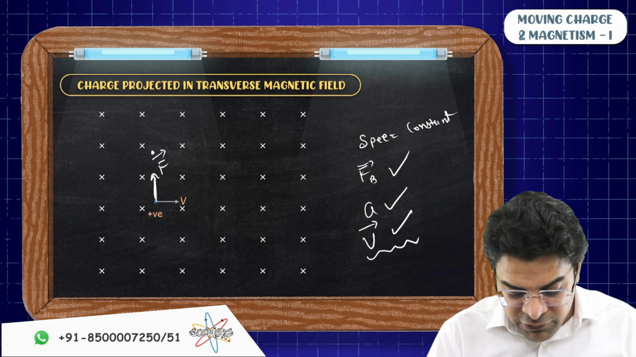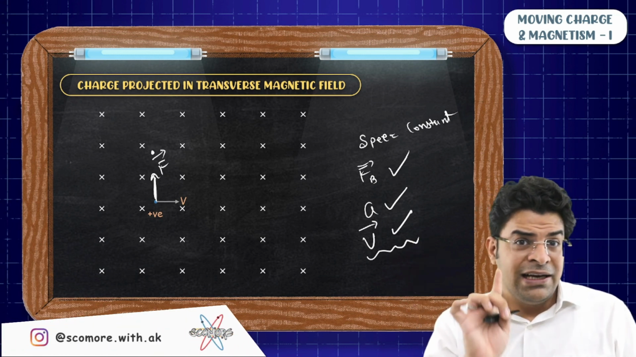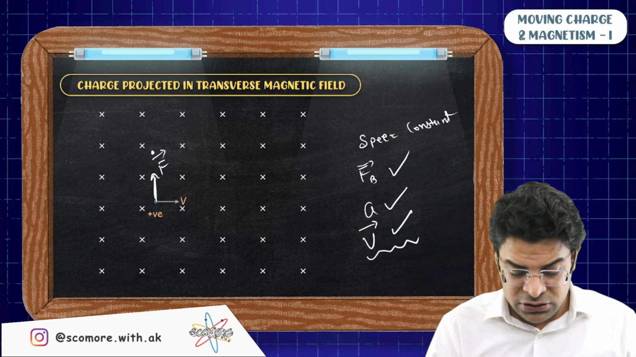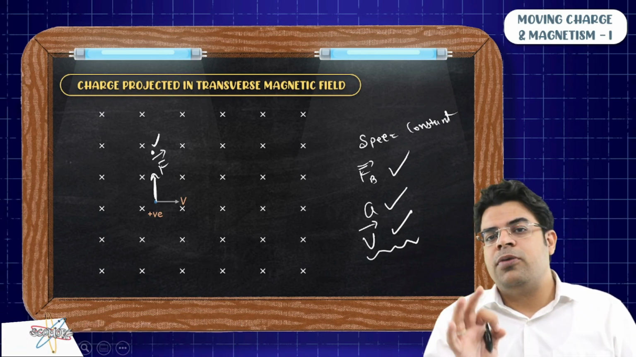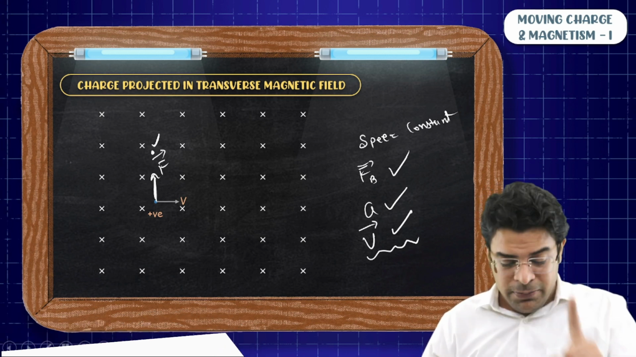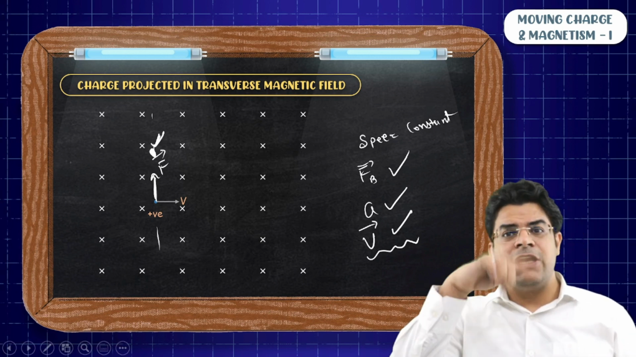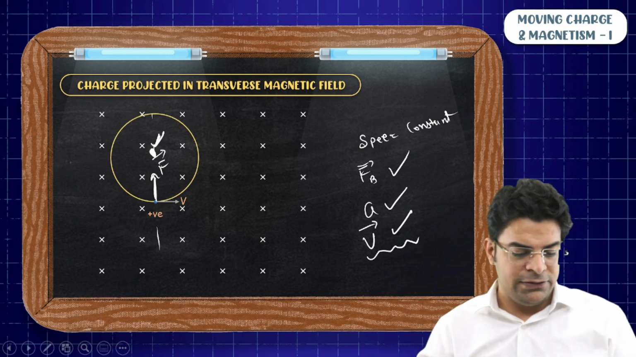Now, we know that when a particle performs circular motion, the net force acting on it is towards the center, right? Since this particle performs uniform circular motion, the net force has to be towards the center, and the force is up. It means that the center has to be somewhere here on this line. So this charged particle must be moving in a circle like this.